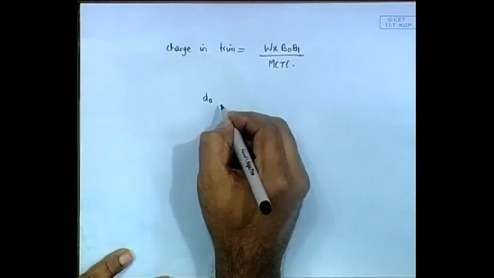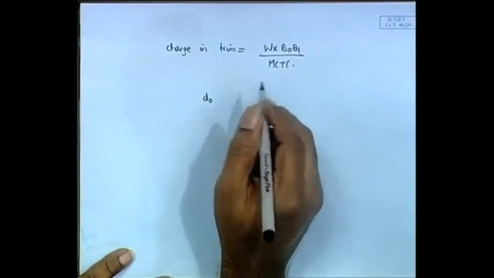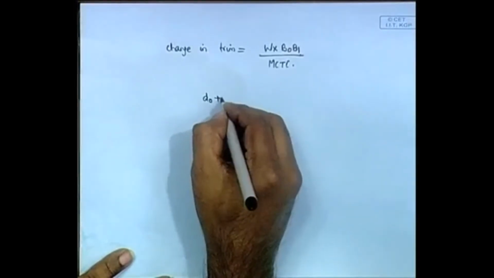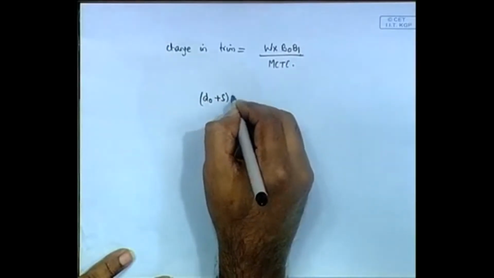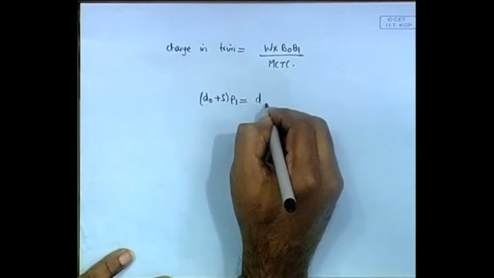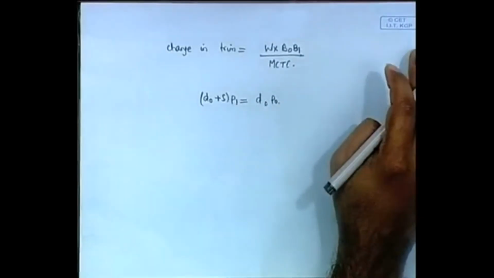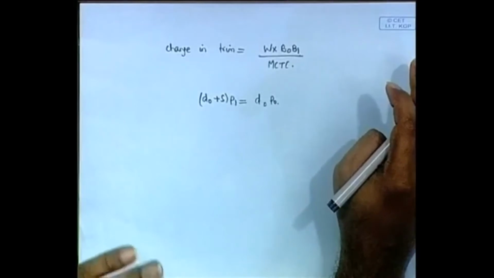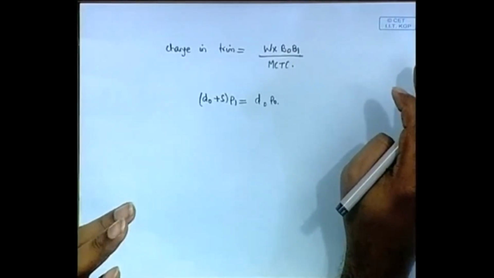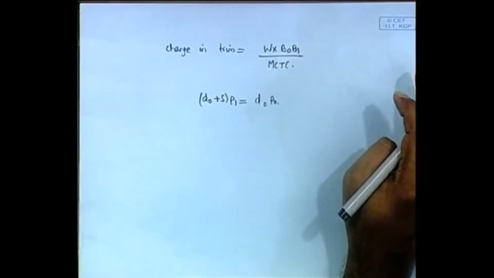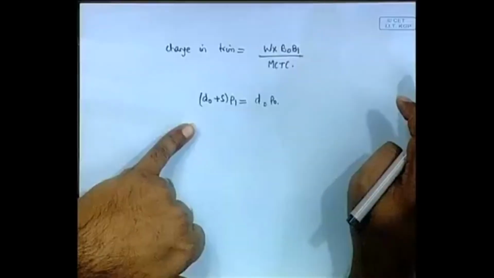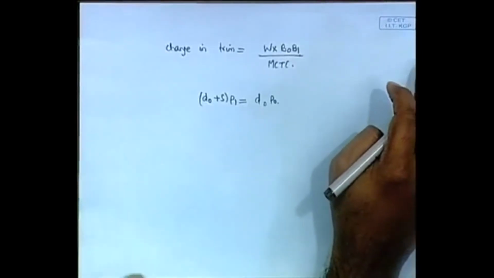Let's suppose that D0 is the initial displacement of the ship, initial draft of the ship, and let's suppose that S is the increase in draft. D0 plus S into rho 1 will be equal to D0 into rho 0. Here we are just saying that W is equal to W, means initial W, the weight of the ship, is equal to the final weight of the ship. You know that the weight of the ship is equal to weight of water displaced. That is Archimedes principle. Now weight of water displaced is del into rho always. So initial del into initial rho is equal to final del into final rho.